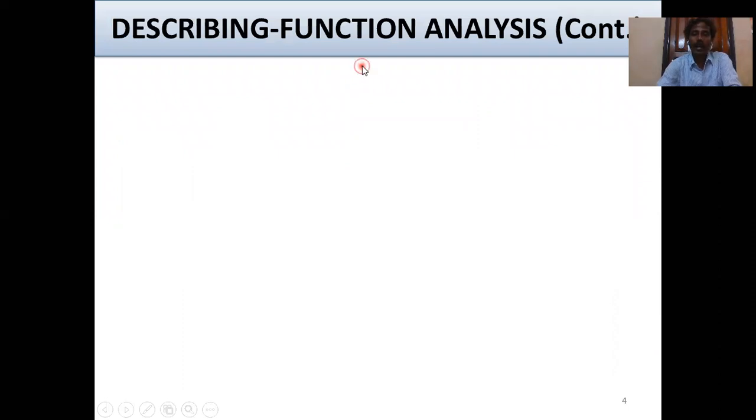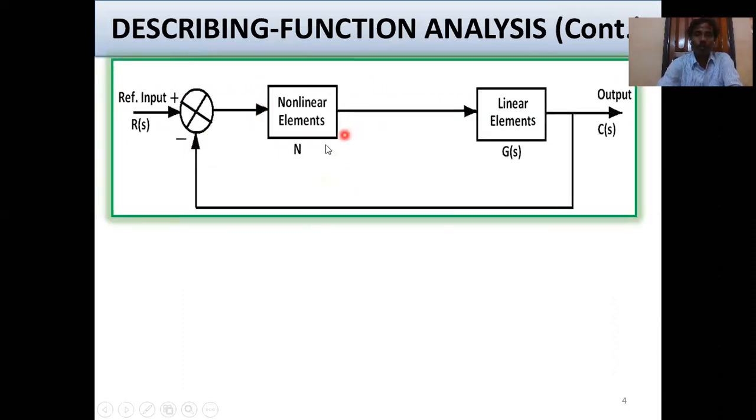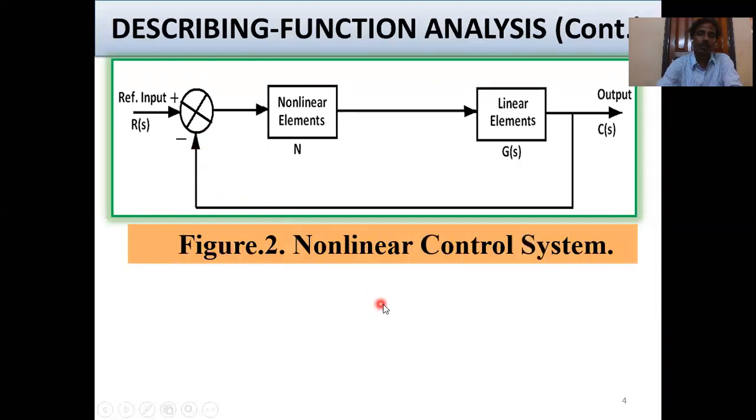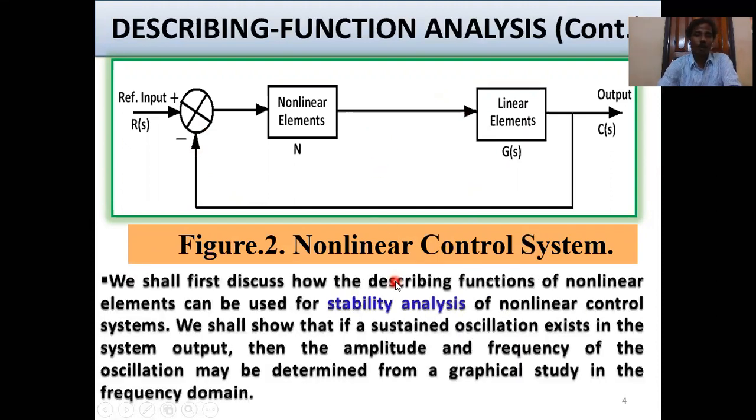Describing function analysis, this is also a block diagram. This nonlinear element gain equals N. This is the nonlinear describing function N, and this is the linear gain G of S, with reference input R of S, and the overall output C of S, and unity feedback, which is also negative. So this is the nonlinear control system block diagram, the general block diagram.